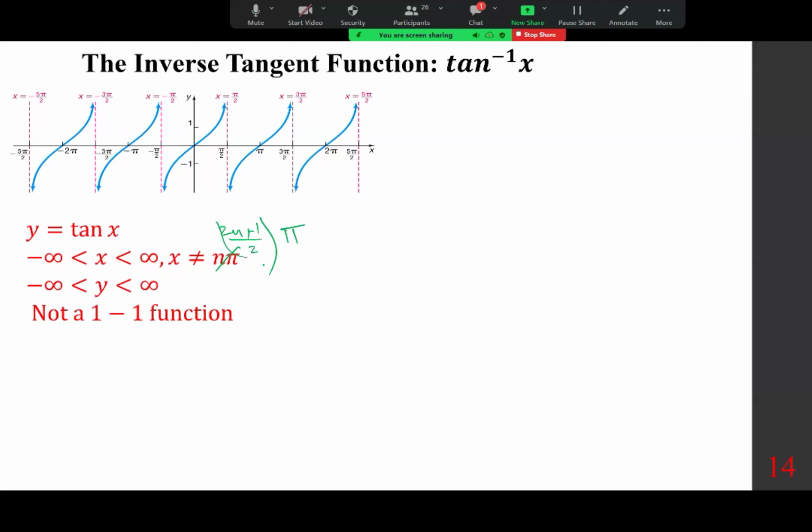Or you can say 2n plus 1 times pi over 2. Okay, so that one is important to understand.